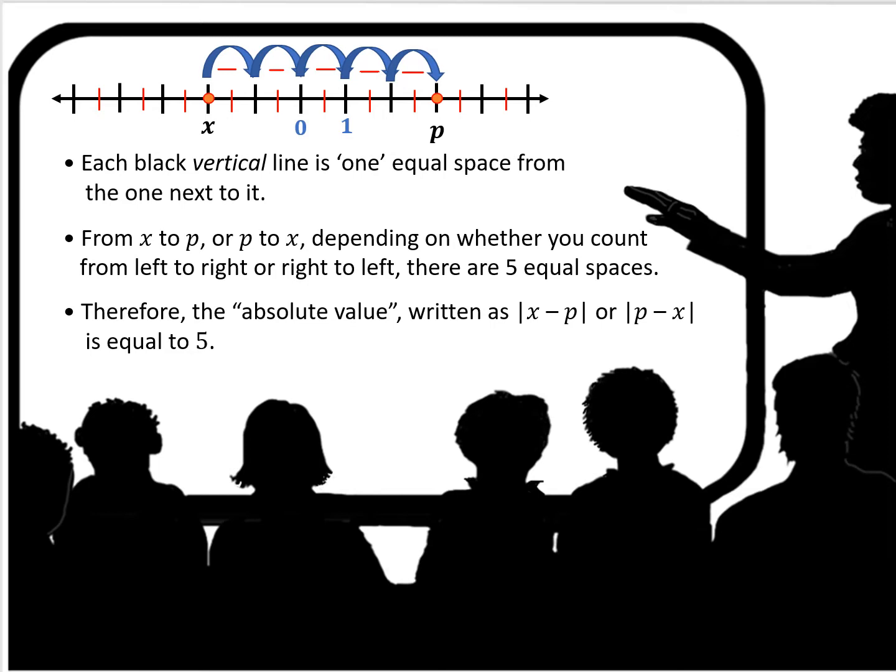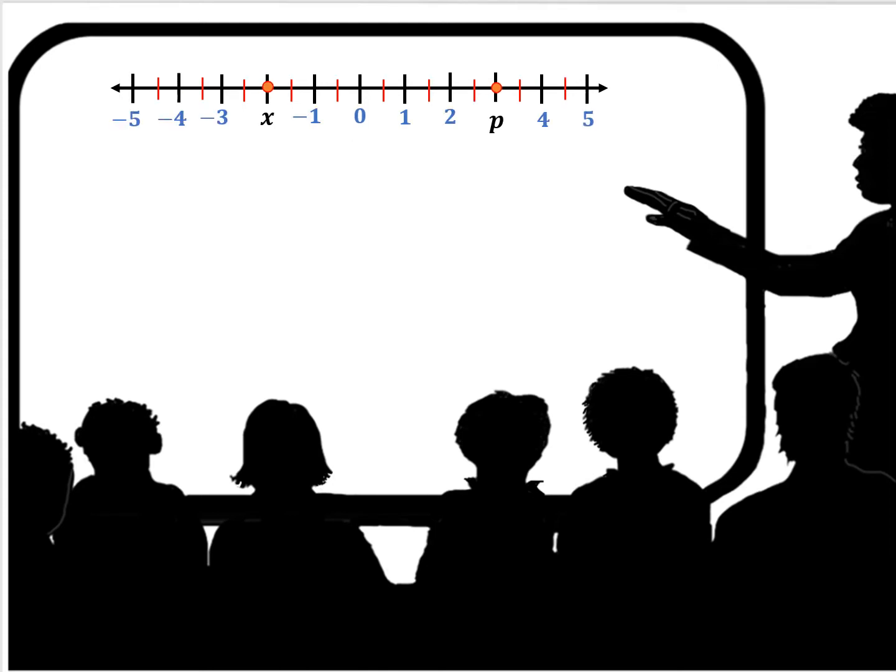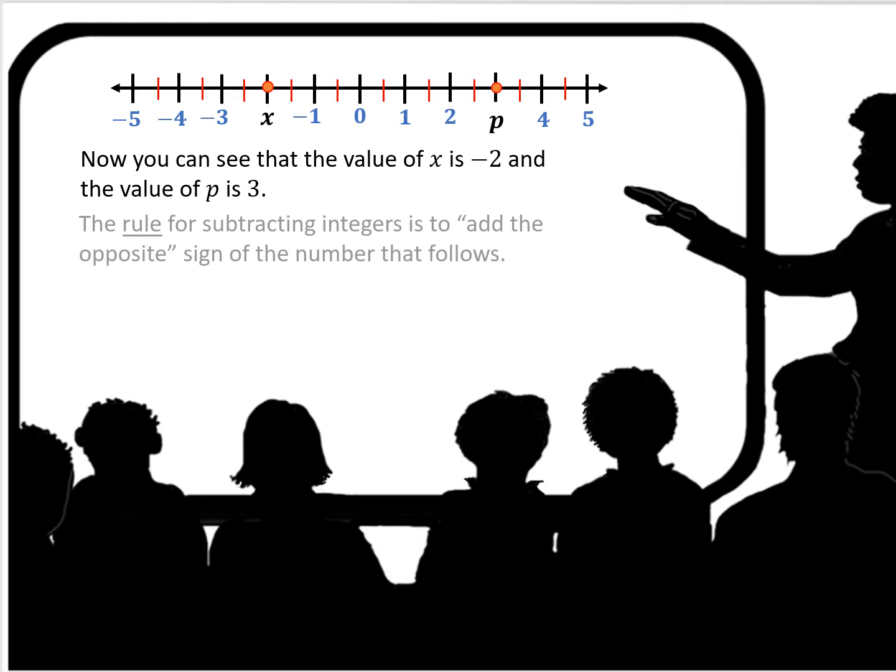So we know that the difference is going to be 5. We just don't know what the sign of the number is going to be. So now we can see what x and p actually stand for, what their values are. You can see that the value of x is negative 2, and that the value of p is 3.